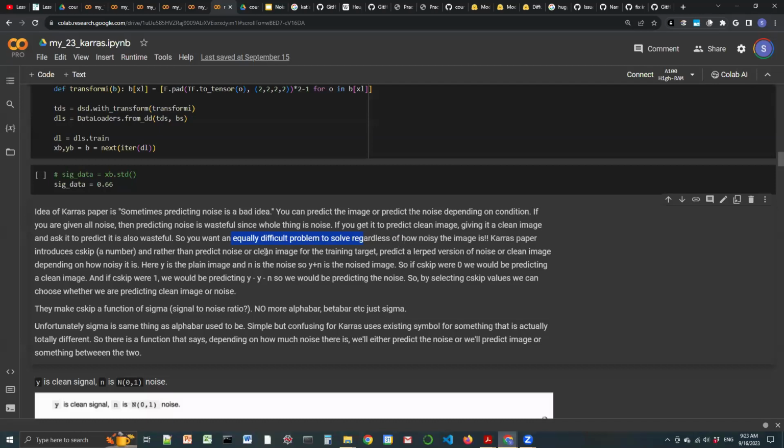So how do you do that? They come up with this number that's called C-skip. Rather than predict the noise or the clean image as the target, so the target thus far has always been noise, right? That's the noise prediction model that we are building. But now what we are going to do is build a model which predicts noise or predicts image, depending on where we are in the diffusion process, because that way the model learns more and it's a better model.